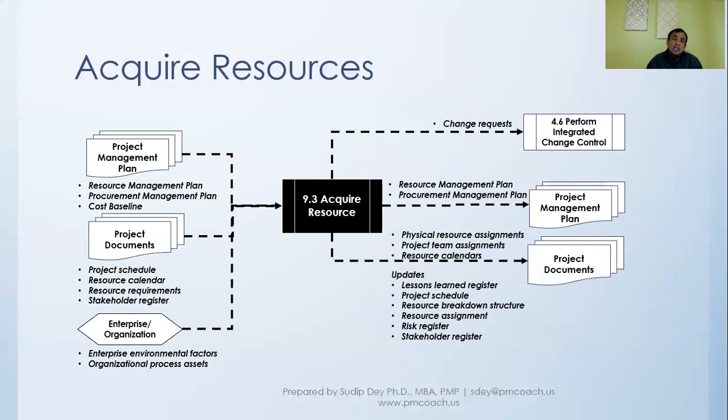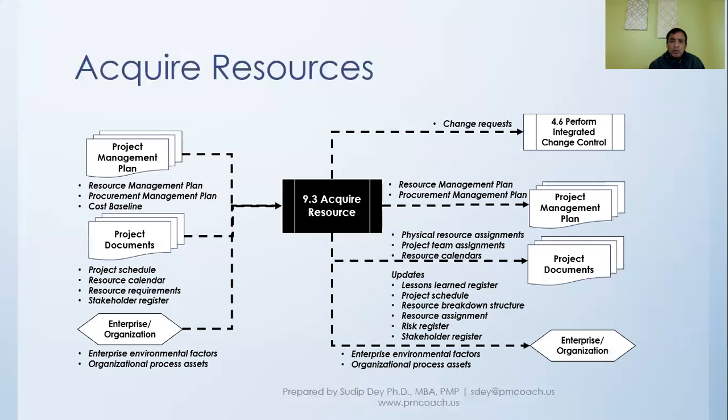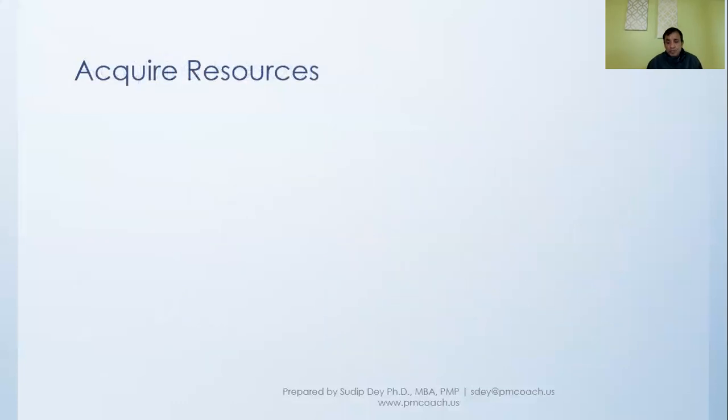The change request might come because when we are acquiring resources, we might have to change something because it has probably not gone according to the baseline. We might have to change some baseline. Maybe the schedule is getting affected. Maybe the cost is getting affected. So there might be some change as a result of that. And also there might be an update on the enterprise environmental factors and organizational process assets.